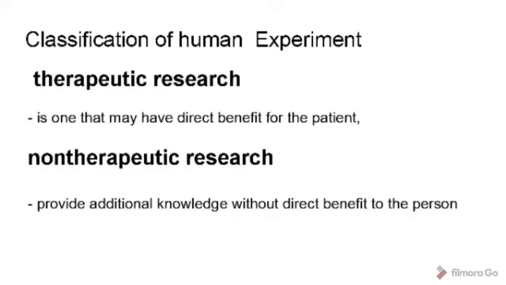There are two classifications of human experimentation. The first one is the therapeutic research, and the second one is the non-therapeutic research. But let us first discuss what therapeutic research is. It is one that may have direct benefit for the patient. So, it is an experiment that may be beneficial to the patient.